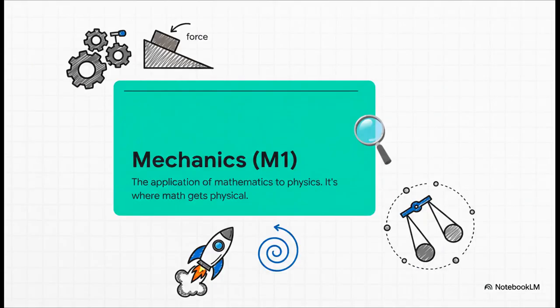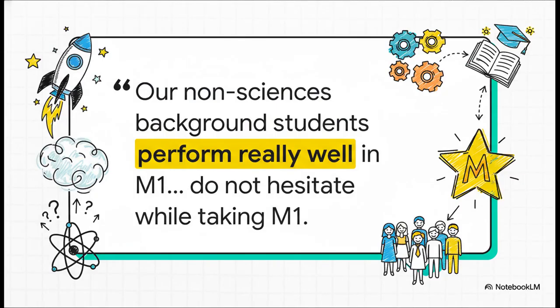Then you've got mechanics, or M1. This is where math gets physical, literally. It's all about applying mathematical principles to the world of physics. You'll be studying things like forces, motion, and how different objects interact with each other. Now, if you're not coming from a heavy science background, that word physics might make you a little nervous. But check this out. The key takeaway here seems to be that M1 is designed to be accessible. And students from all kinds of backgrounds can do, and in fact do, really well in it. So that's pretty encouraging to hear.